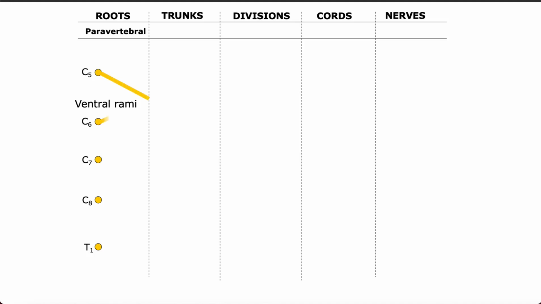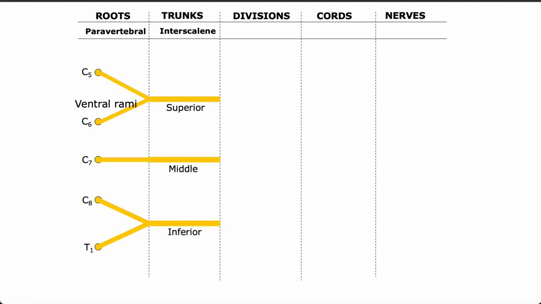So now what happens? C5 and C6, they become friends. C7, nobody likes him. C8 and T1, they become friends. Once they become friends, what is the outcome? What is this interscalene? These are the muscles located in my neck. Now in between these muscles pass these trunks: one which is superior, above, the middle, and the inferior, below. So these three trunks are going through in between these muscles. These muscles are scalenii anterior, medius, and posterior. And now these trunks divide into anterior division and posterior division.